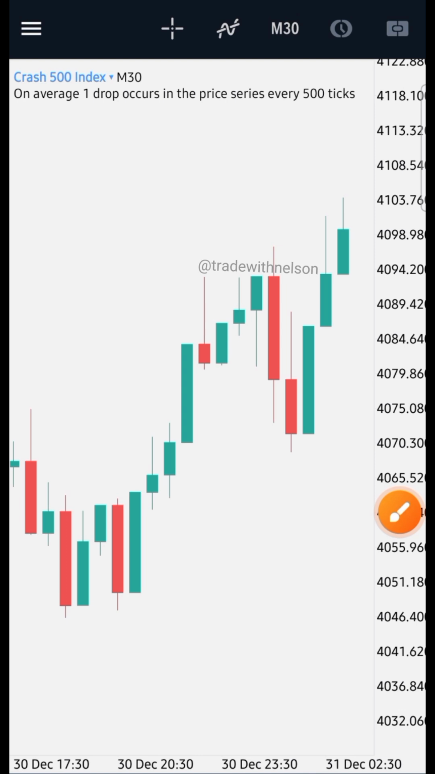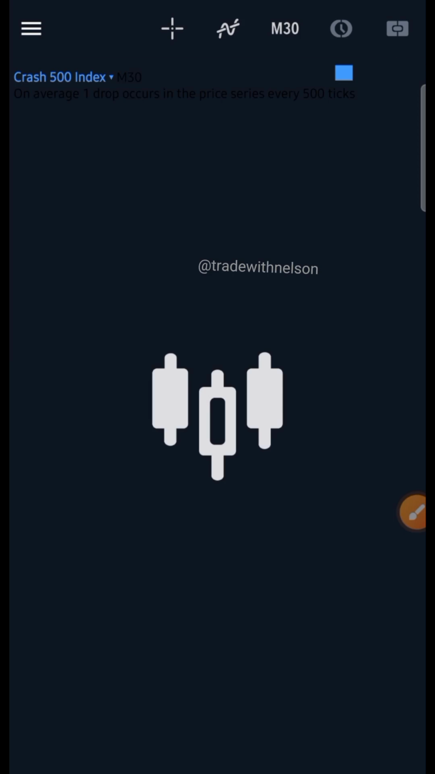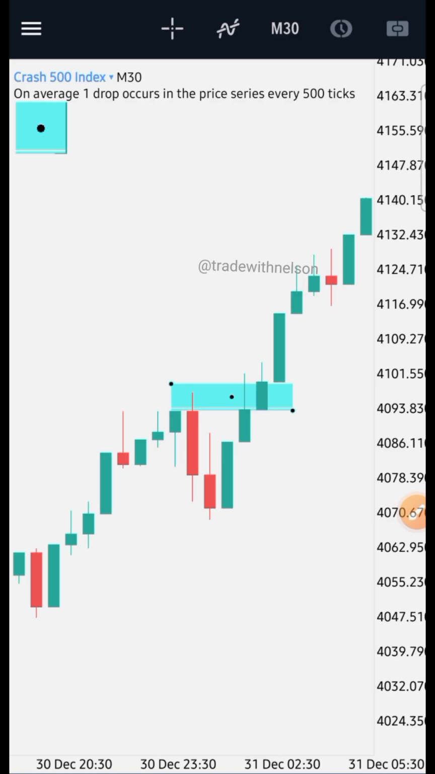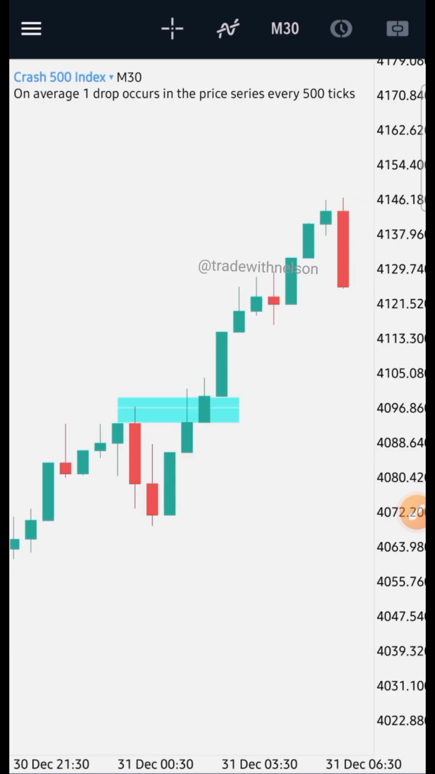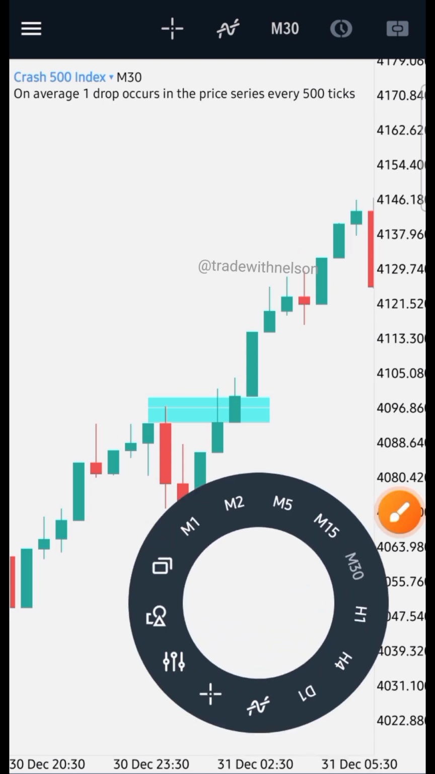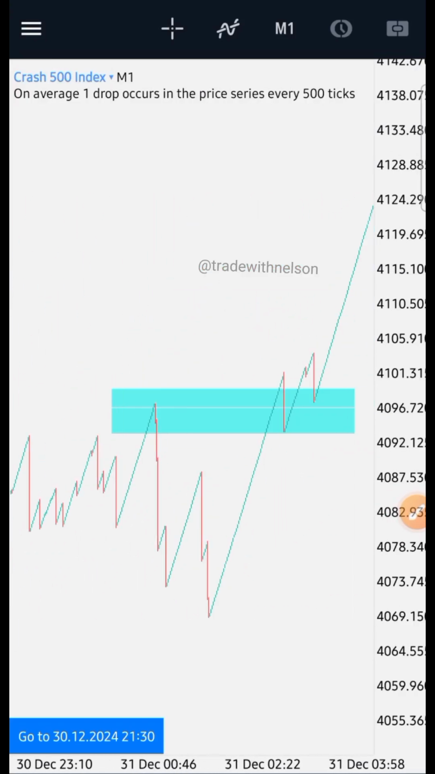So let's say you are at this point. Let's imagine all these ones are not there. You will just take your rectangle tool and mark out that last area. You can also use your line, but I think rectangle is more accurate. Then you will go to your 1 minute time frame and look for that particular area.